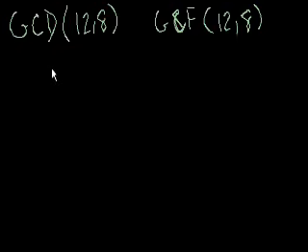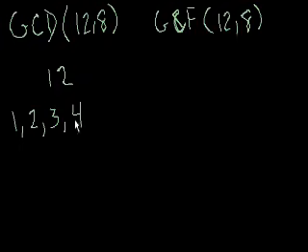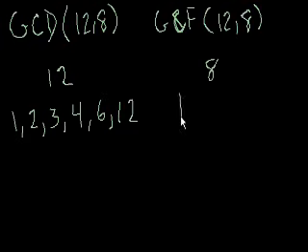So first, let's write all the factors out of the number 12. Well, 1 is a factor. 2 goes into 12, 3 goes into 12, 4 goes into 12, 5 does not go into 12, 6 goes into 12 because 2 times 6, and then 12 goes into 12, of course, 1 times 12. So that's the factors of 12. Let's write the factors of 8. Well, 1 goes into 8, 2 goes into 8, 3 does not go into 8, 4 does go into 8, and then the last factor, pairing up with the 1, is 8.